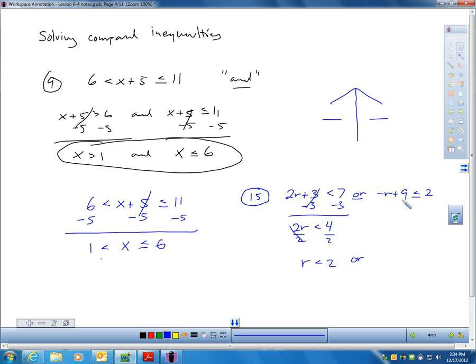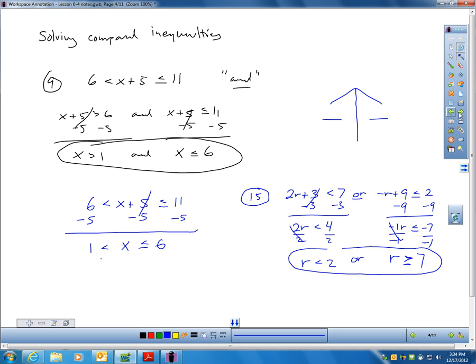Or, over here, remember, take away 9 from each side, I get negative 1r less than or equal to negative 7. I divide each side by negative 1, and I'm going to put a star next to this. Remember, when you divide or multiply each side of an inequality by a negative, you must switch that inequality symbol around: r greater than or equal to 7. Well, let me graph that. I want to graph all values for r less than 2 or greater than or equal to 7.